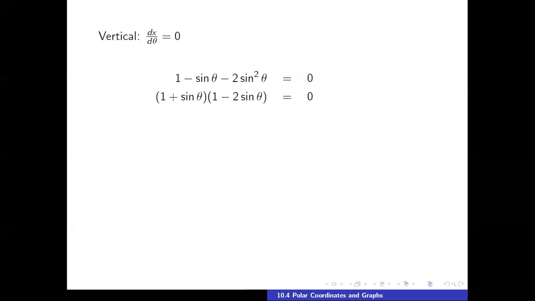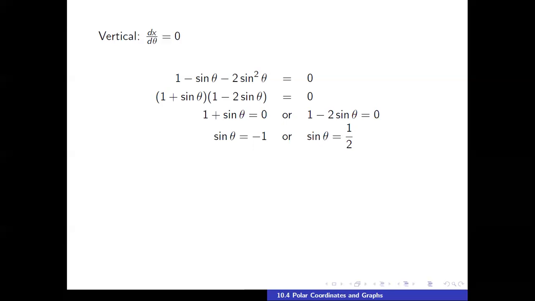So one of two things is going on. Either 1 plus sine of theta is 0, or 1 minus 2 sine theta is 0, which is what I wrote right there. So that means that sine of theta is either -1 or 1/2, correct? Where is sine of theta equal to -1? 3 pi over 2.